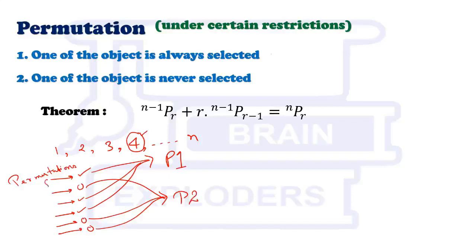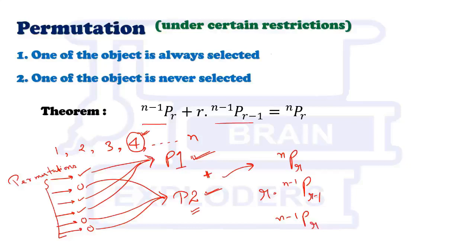Now let us see. In total, there are nPr permutations. nPr permutations are there in total, and if we add the total number of permutations of the categories P1 and P2, they will result in nPr. We have just discussed that in the category P1, when the 4 is selected, the number of ways is r times n minus 1 P r minus 1, and in the category P2 there are n minus 1 P r permutations. So if we add these two, we will get nPr. This was our theorem.